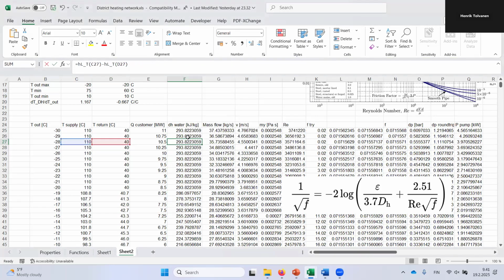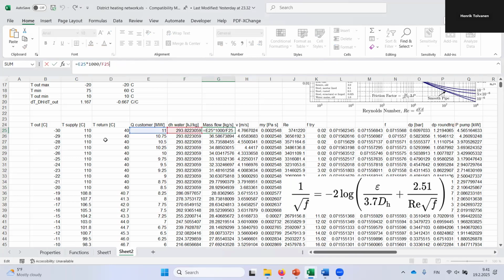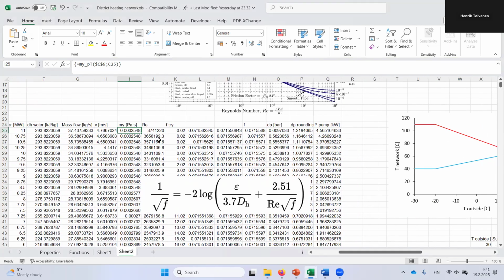Yes, now it works. Then you have the DH of water, and for the mass flow, you can calculate the mass flow based on DH and customer power. And again, from the continuity equation, you get the velocity. Based on thermal properties, you can calculate the Reynolds number and system diameter, or the pipe diameter. You calculate the Colebrook, and then from there we get the pumping power.